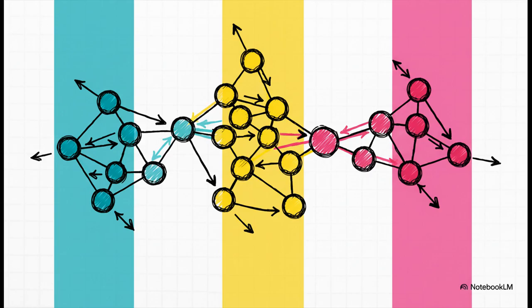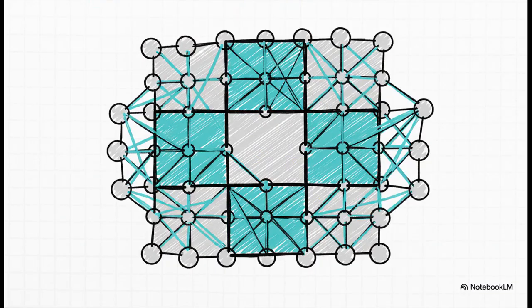The first strategy is called 1D partitioning, and it's probably the most intuitive way you'd think to do it. You basically just divide up all the locations, the vertices. You give one group of vertices to processor A, another group to processor B, and so on. It's like taking the map and cutting it into a bunch of long vertical strips and giving one strip to each explorer.